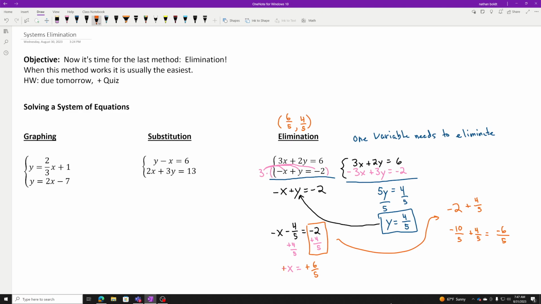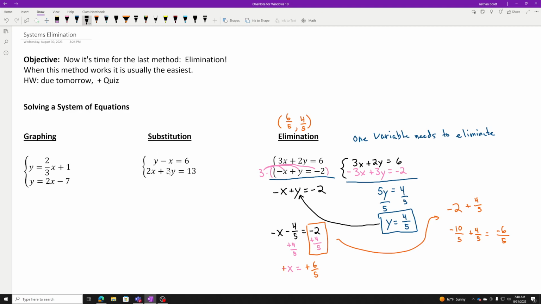Now, it doesn't just have to look like that one. This strategy will work for our previous two examples as well. So I want to show you those real quick so you can see how it works in different scenarios, that you can actually apply elimination to many different types of problems.